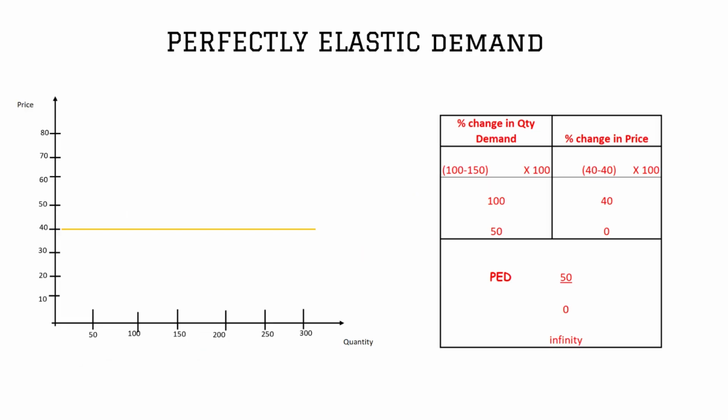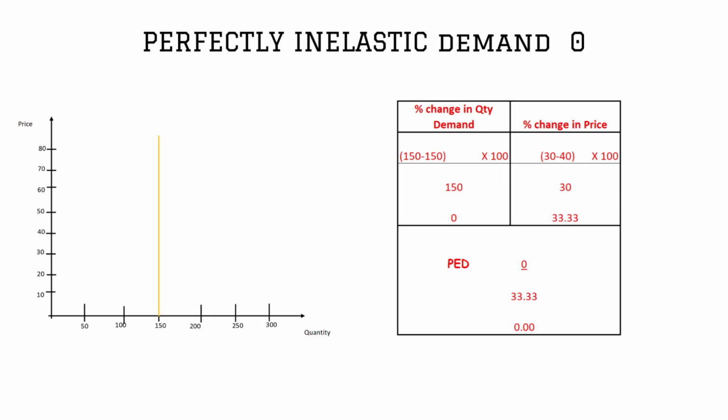For a perfectly elastic demand, the elasticity will be infinity. The price of the product will be constant at any given point while the quantity keeps changing. For perfectly inelastic demand, the elasticity will be 0. The quantity is constant at whatever the price is.